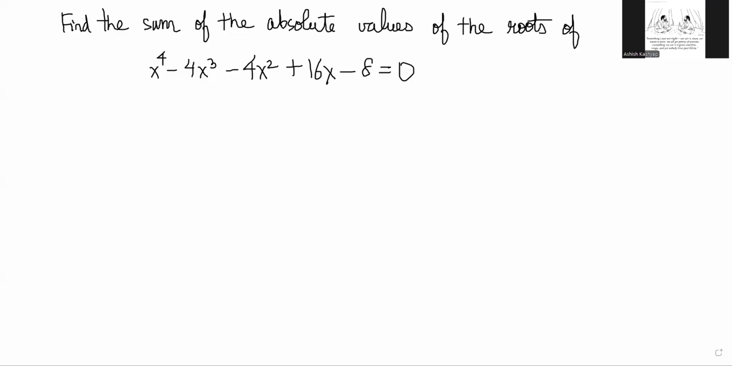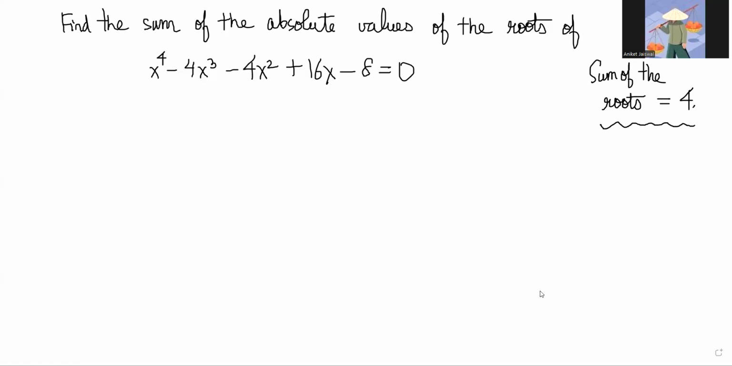सम ऑफ द रूट्स नहीं पूछा जा रहा है। इफ इट वाज सम ऑफ द रूट्स, द क्वेश्चन इज डन। सर, फिर तो क्वेश्चन बनता ही नहीं ना। सम ऑफ द रूट्स इज हाउ मच? माइनस मतलब +4. We need to find the sum of the absolute value of the roots, which means mod of alpha plus mod of beta plus mod of gamma plus mod of delta.